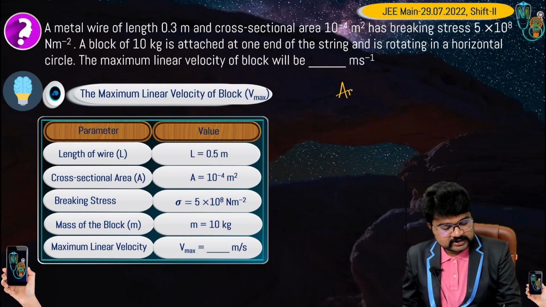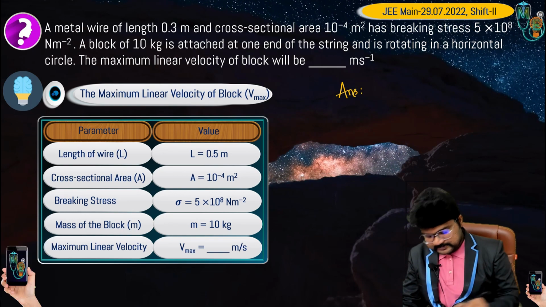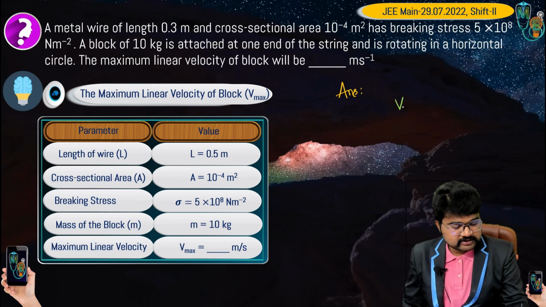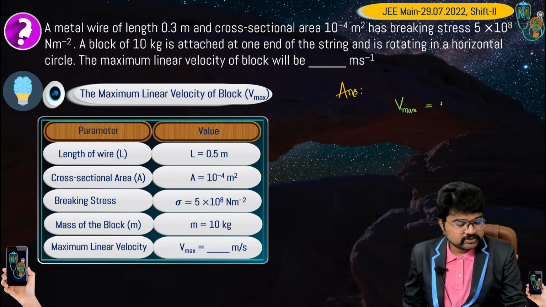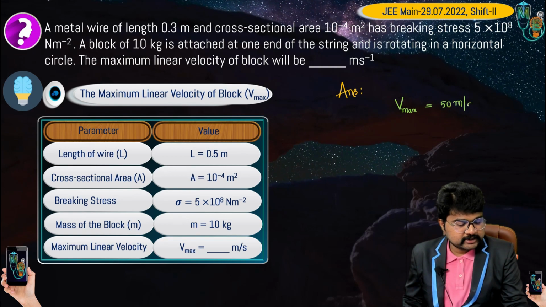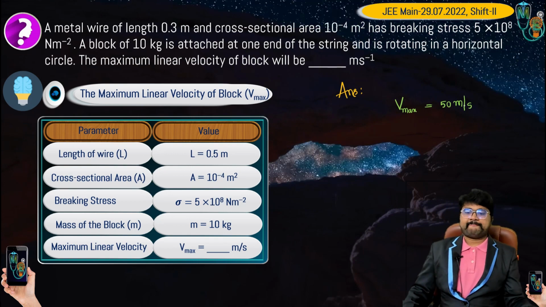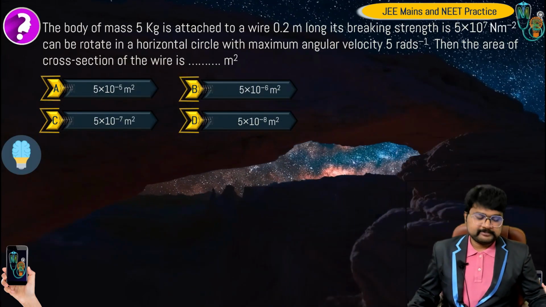What is the final answer to this question? Maximum linear velocity equal to 50 meter per second. Understood? Read the question carefully.